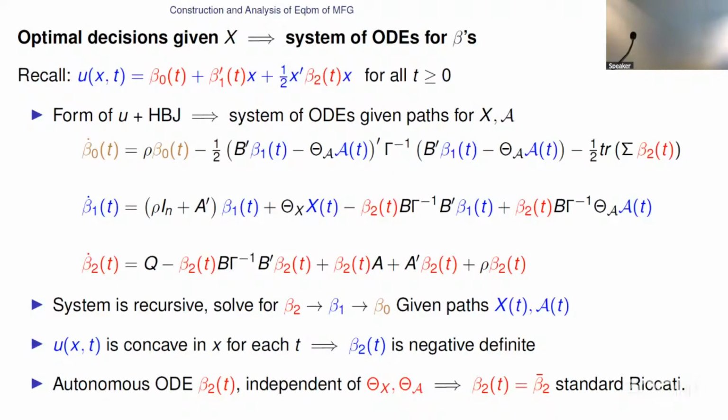Now let's look, and this is taking as given the path of capital alpha and the path of capital S. We're taking this as given as of now. So it's a forcing variable.